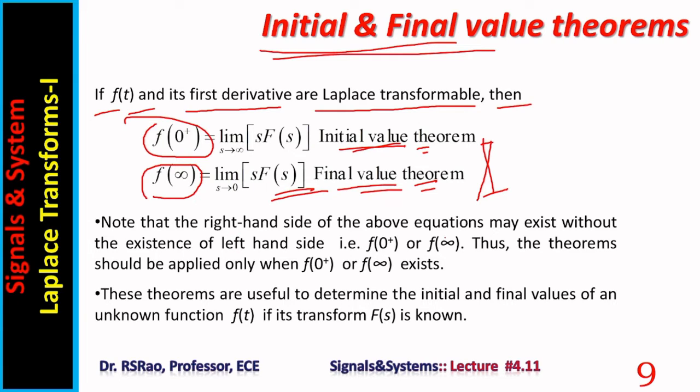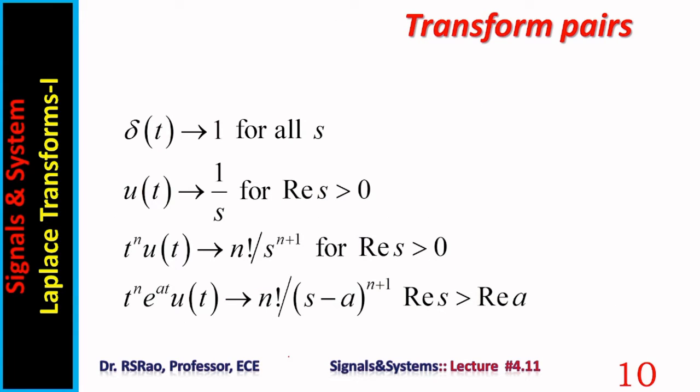Note that the right hand side of the above equations may exist without the existence of the left hand side, that is f(0+) or f(infinity). Thus, the theorems should be applied only when f(0+) or f(infinity) are existing. These theorems are useful to determine the initial and final values of an unknown function f of t if its transform F(s) is known.